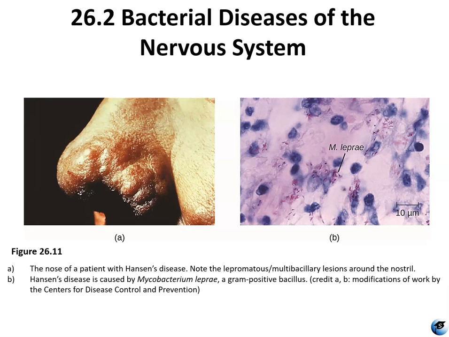Figure 26.11 shows, on the left, the nose of a patient with Hansen's disease, and you can see the lesions around the nostril here. And then, of course, on the right, you can see the Mycobacterium leprae, which are these little purple gram-positive bacilli.